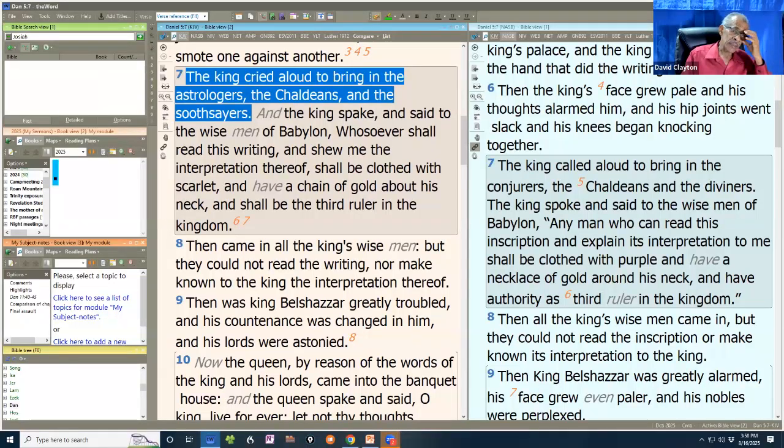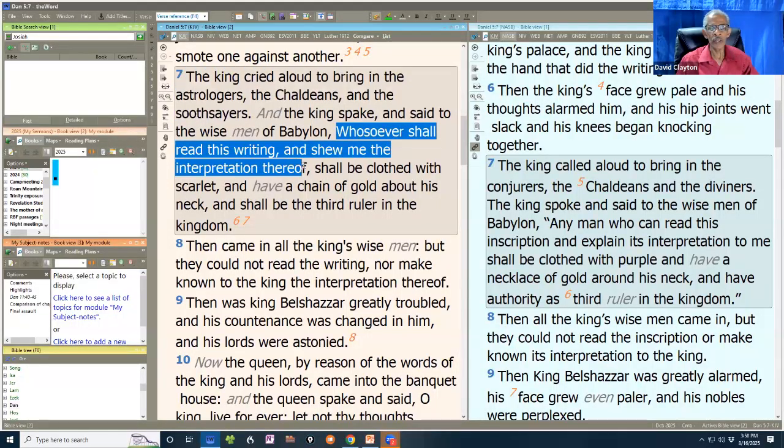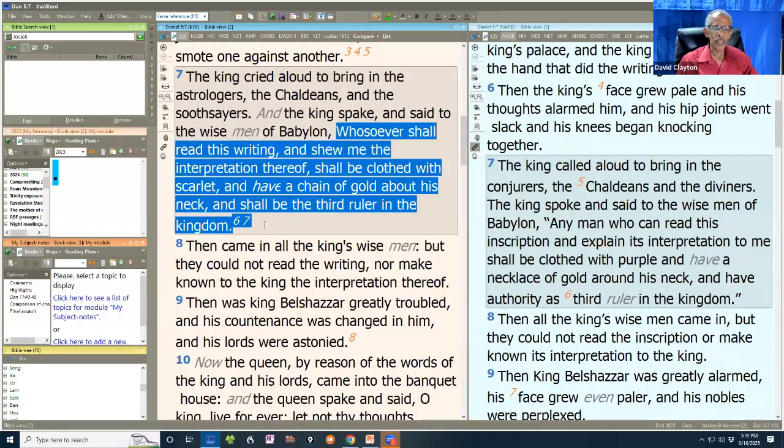And the king spake and said to the wise men of Babylon, whosoever shall read this writing and show me the interpretation thereof shall be clothed with scarlet and have a chain of gold about his neck, and shall be the third ruler in the kingdom.